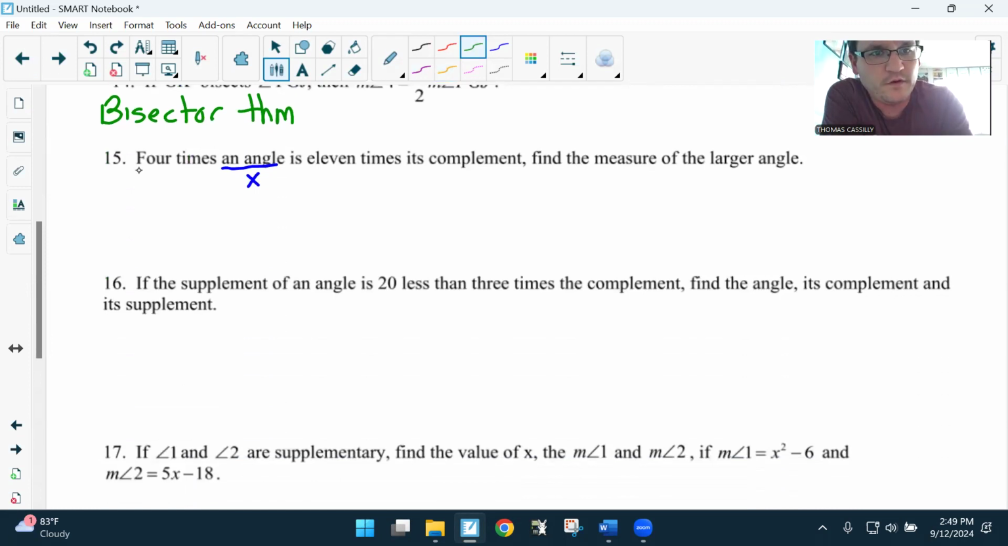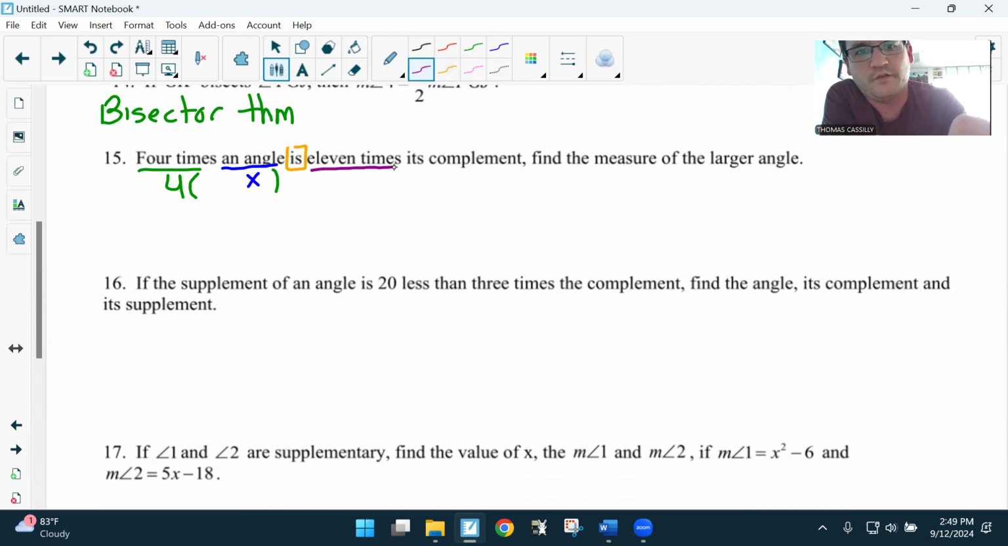All right, so I see 4 times. That is just going to be 4 and then a parenthesis. 4 times what? What are we multiplying? Oh, we're multiplying the angle. So 4 times an angle. Anytime you see the word "is" in a word problem, that's going to be your equal sign.